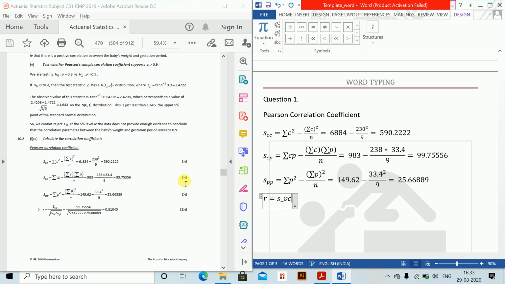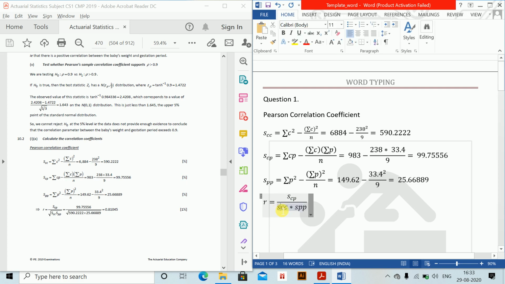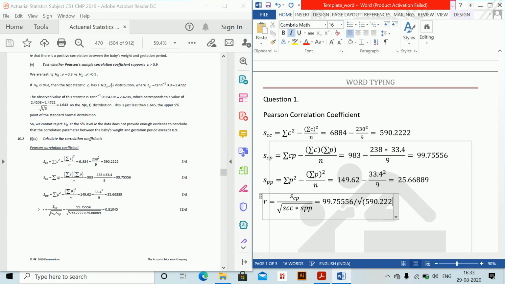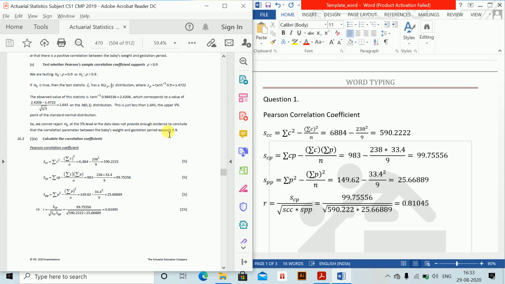Okay, so this is there, and therefore r is equal to S underscore CP divided by the square root of SCC into SPP, which is equal to 99.7556 divided by the square root of 590.222 into 25.66889, which is equal to 0.81045. Okay, so this is the Pearson's correlation coefficient.